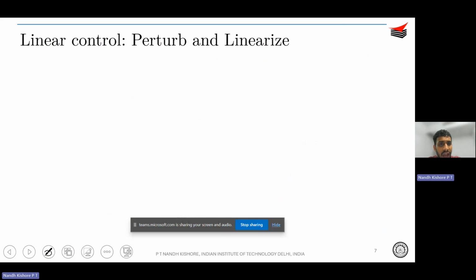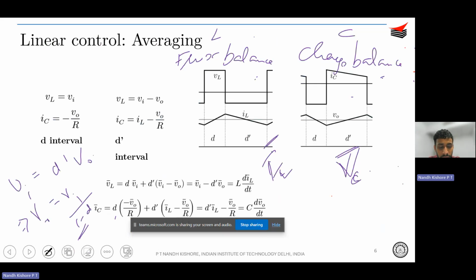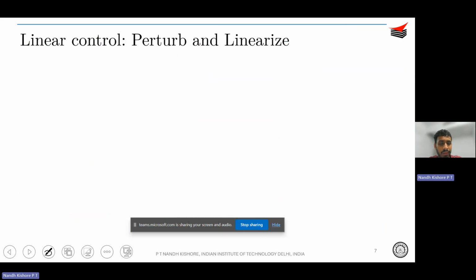Okay. So we have done what is known as averaging. Now this is where we apply the concepts of basic control theory. What we do over here is a process called perturbation and linearization for an LTI system. This is something we follow generically for all LTI systems, and this is what we want to apply over here as well.